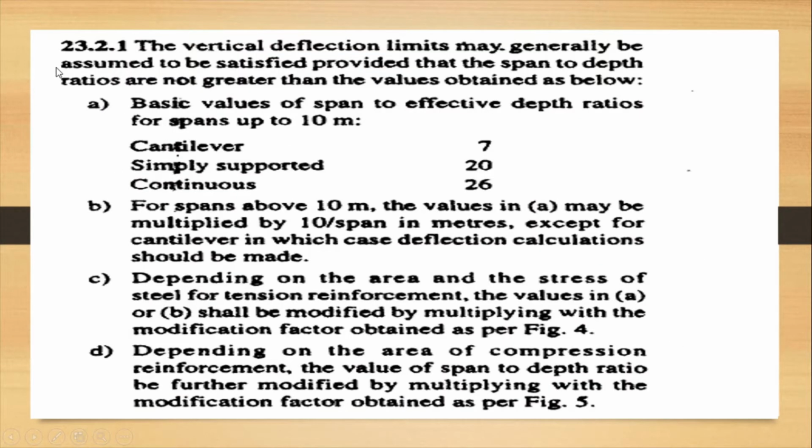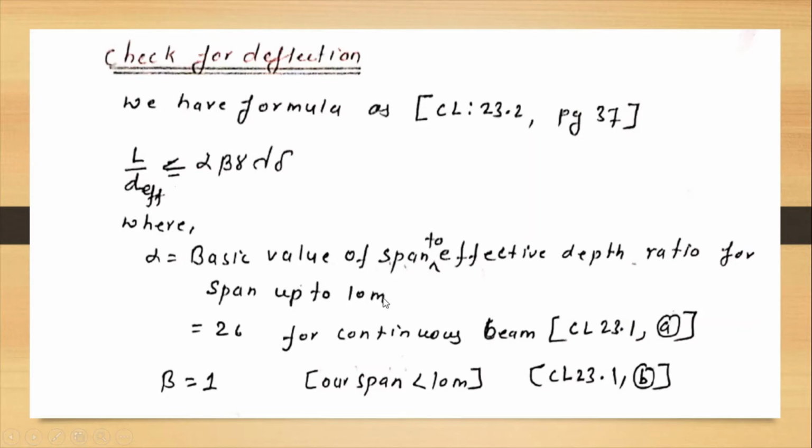As per IS 456 2000 clause 23.2.1 (a), the basic values of span to effective depth ratios for spans up to 10 meters for continuous beams, the basic value is 26. That's what I'm taking from there. For a continuous beam, alpha is equal to 26. Beta is equal to 1 when our span is less than 10 meters. In our case our span is equal to 5 meters, so I'm taking beta is equal to 1.